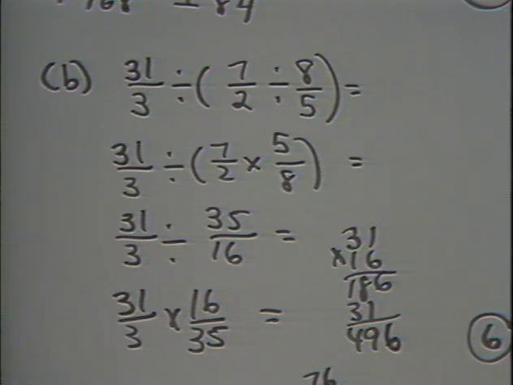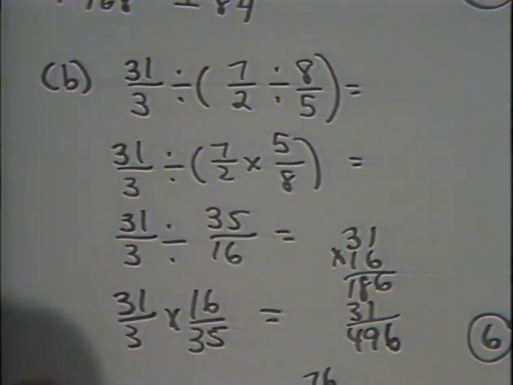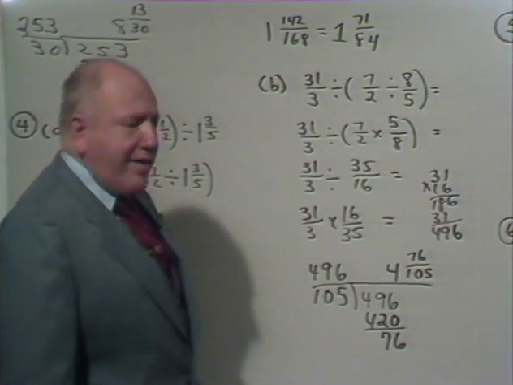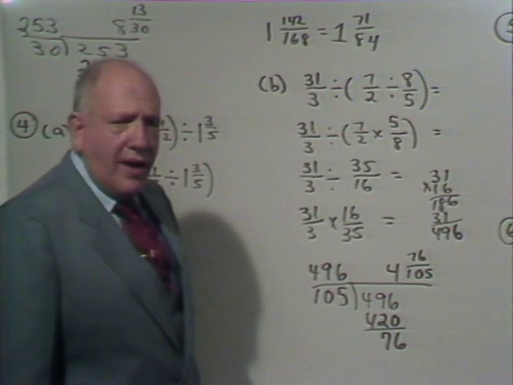You see how the same statements come up over and over and over again? At any rate, 31 times 16 is 496. 3 times 35 is 105. So as a fraction, the answer is 496 over 105.